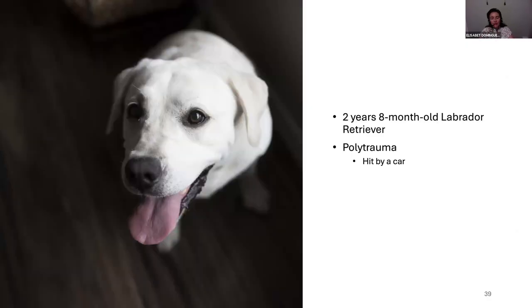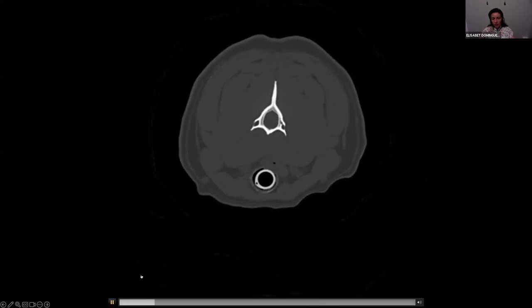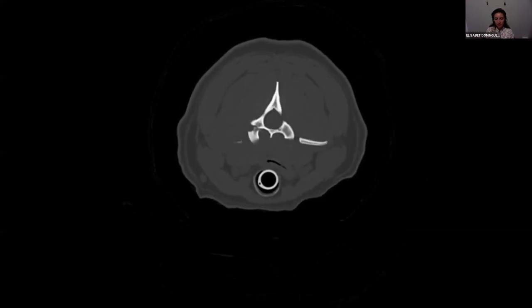Next case is another example of a dog that was hit by a car. This animal is a little bit younger. And in this case, we have a CT. So we will see the transverse CT, which is centered in the cervical region. And we will see the bone algorithm. Okay, and we will move from caudal to cranial. I'll pass it to see if you see any abnormalities.